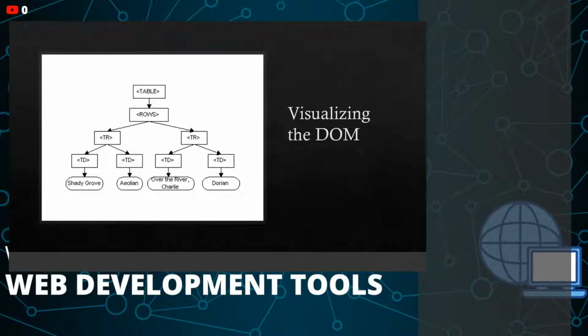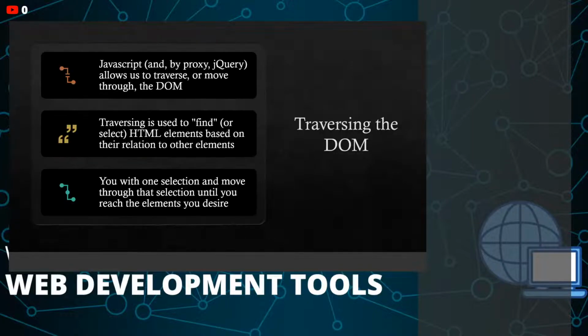So we have to be able to pinpoint and pick out particular elements that are a part of this structure. And so JavaScript, and by proxy jQuery, allows us to traverse the DOM, which means that we are allowed to move through the DOM, and then find or select elements in HTML based on their relationship to other elements. And we can do that using the parental or ancestral relationships that we talk about in the DOM, right? Child selectors, things of that nature.